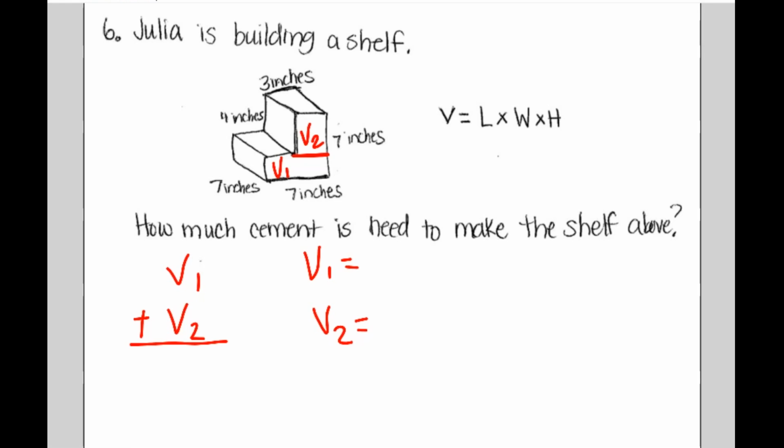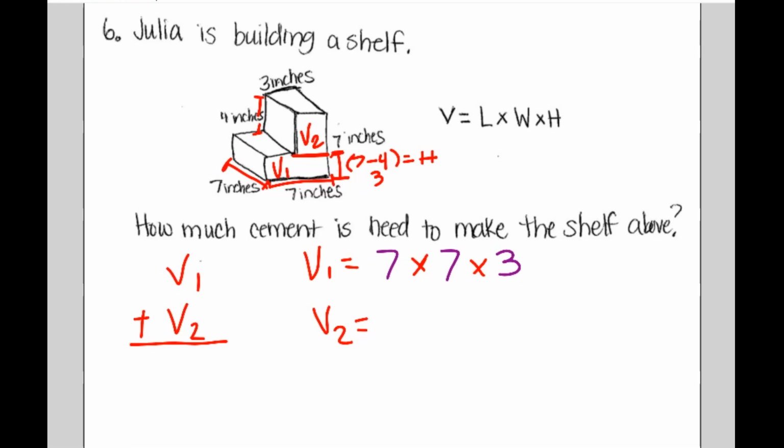What's the length from left to right for volume 1? Looks like 7. Okay, what's the width for volume 1 from front to back? That looks like 7 also. What's the height for volume 1? The height for volume 1 is going to start here and end here. I don't see a number there. I do see 7 for the full thing, and then I see 4 over here. So what do I do with those two numbers now? I have to subtract them. So it's going to be 7 minus 4 for the height for volume 1. So 7 minus 4 equals 3. So now that's the volume dimensions for volume 1.